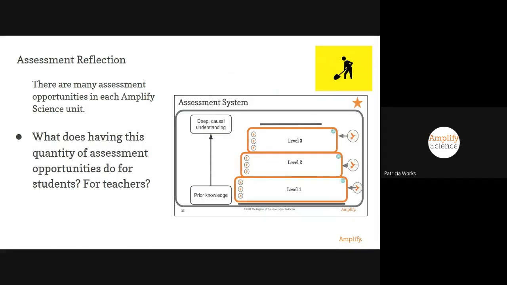So what does having this quantity of assessment opportunities do for students? And what does it do for teachers? Pause the video for a moment and discuss this with your teammates.